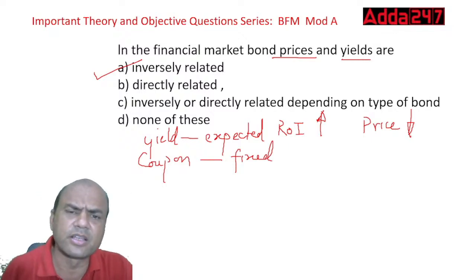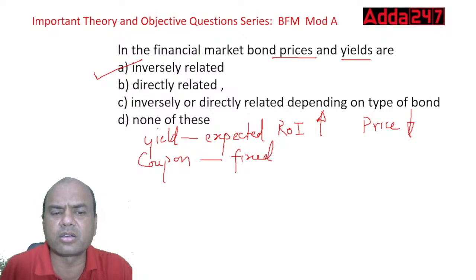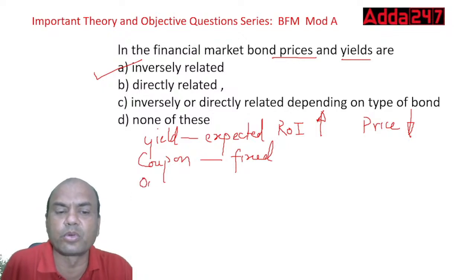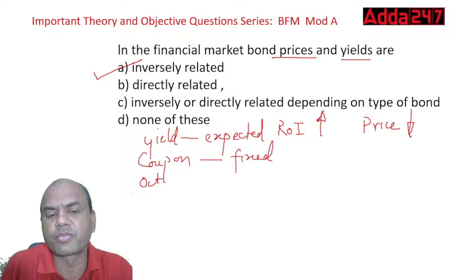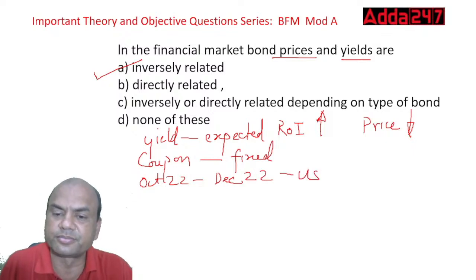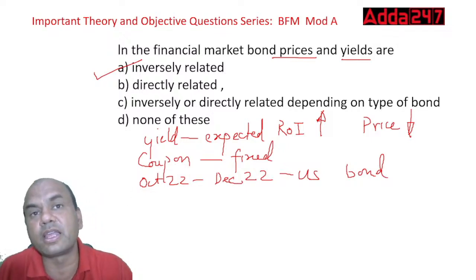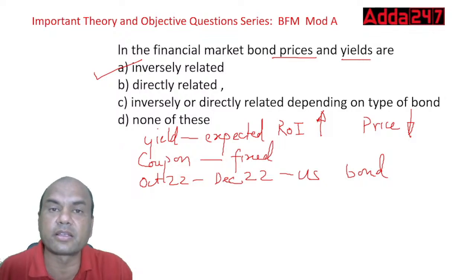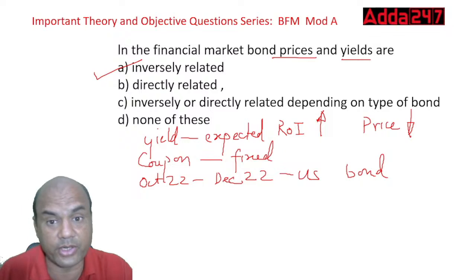You see this, what happened in October: just type on Google, October 22 to December 22. Check the US bond rates. You'll get this. In the US, the prices of the bonds fell like anything. Why? Because the Federal Reserve, their bank, increased the rate of interest. So that was the point.